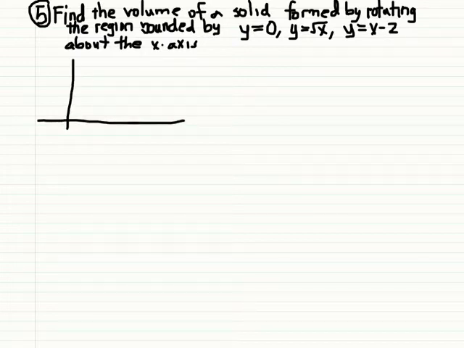If we were to think about our curves, y equals 0 corresponds to the x-axis. y equals the square root of x is the half of a parabola opening to the right. So it looks like this. And y equals x minus 2 is a line with slope 1, and it has a y-intercept of negative 2. It looks something like that.